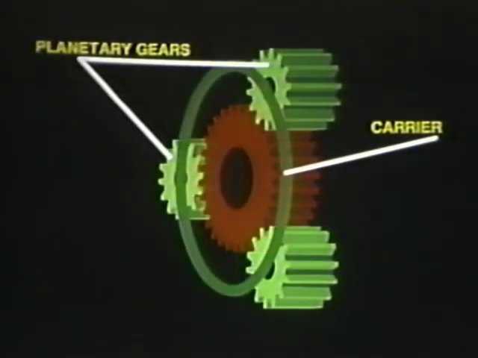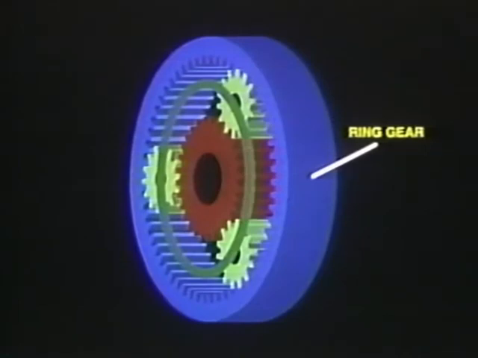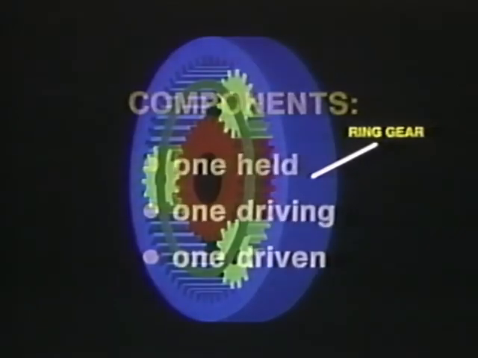A simple planetary gear set consists of three main components. The center component, shown here, is called the sun gear. In mesh with the sun gear, we find the planetary gears. These gears are connected to each other by a carrier. And finally, in mesh with the planetary gears and surrounding the whole assembly, we find the ring gear.